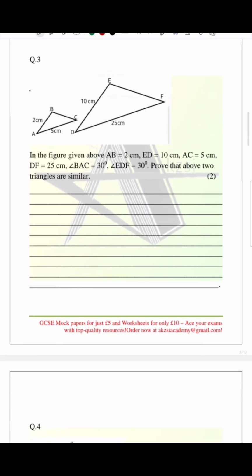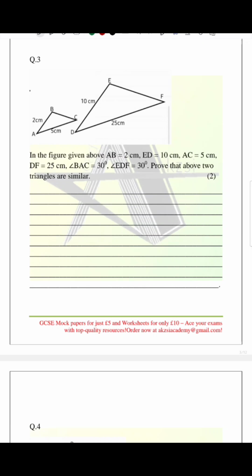So both hexagons are similar. Moving on to question number 3. In the figure given above, AB is 2 centimeters, ED is 10, AC is 5, DF is 25, angle BAC is 30, angle EDF is 30. Prove that the above two triangles are similar.